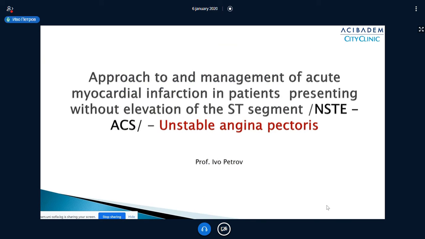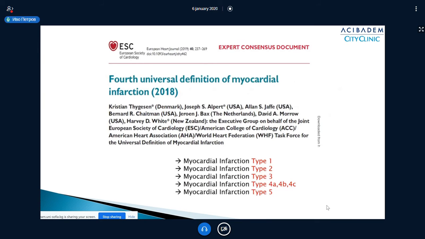I mentioned already that stable angina pectoris and unstable angina pectoris are, let's say, a disease with a similar main cause. This is coronary artery sclerosis. This is coronary heart disease. So both clinical syndromes, stable angina and unstable angina, are the two phases of one and the same disease. This is coronary heart disease.